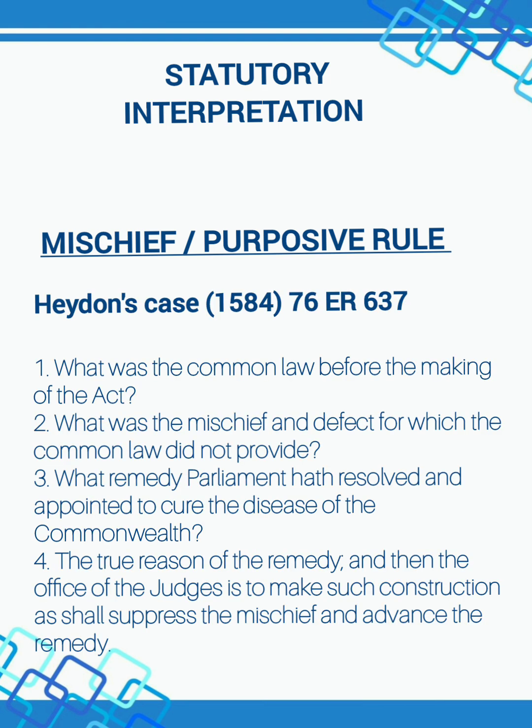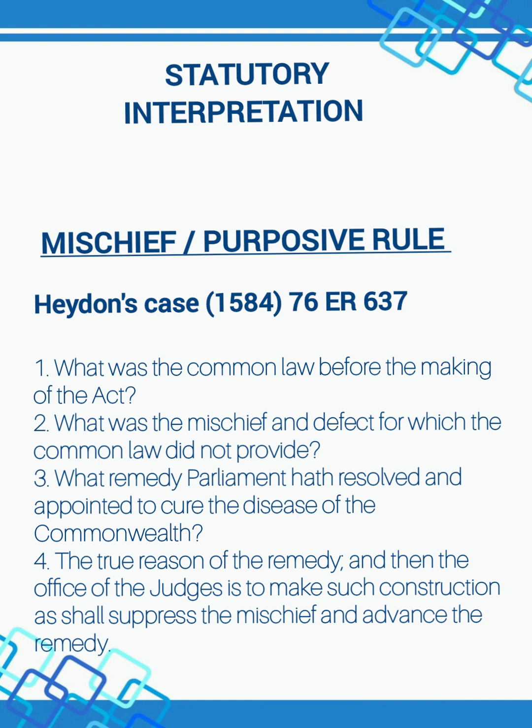So the mischief or purposive rule derived its genesis from Heydon's case of 1584, and that case gives us four principles that we should look out for when we are applying the mischief rule. One, what was the common law before the making of the act, right? Two, what was the mischief and defect for which the common law did not provide? Three, what remedy did Parliament want to resolve, right? Then lastly, the true reason of the remedy, and then the office of the judges is to make such construction as shall suppress the mischief and advance the remedy.